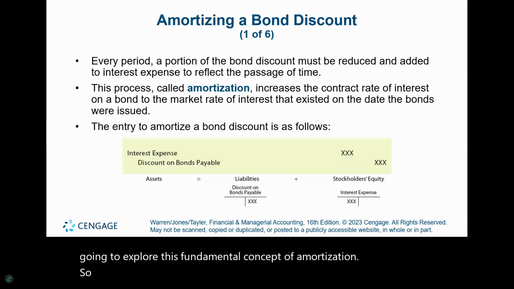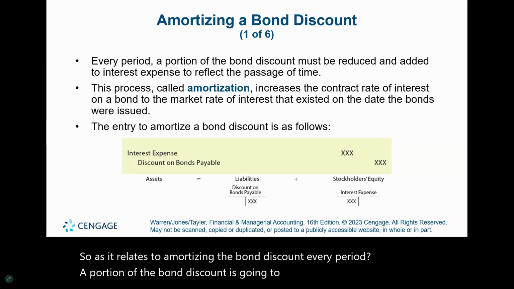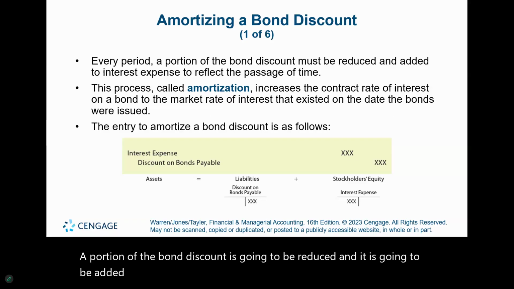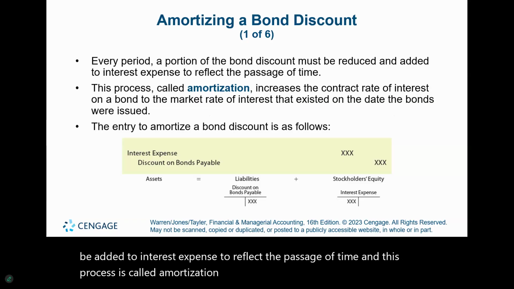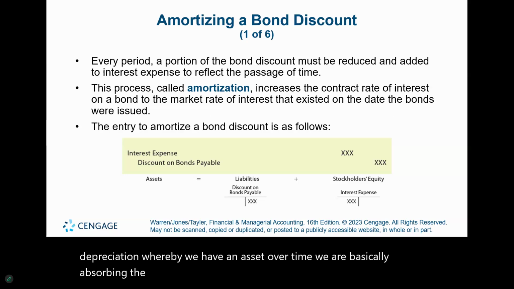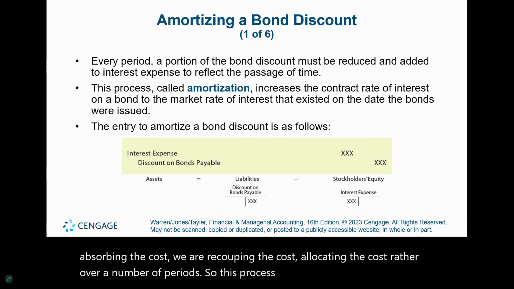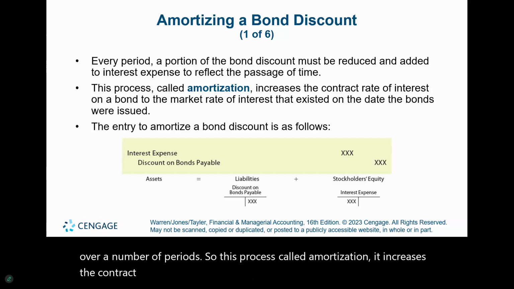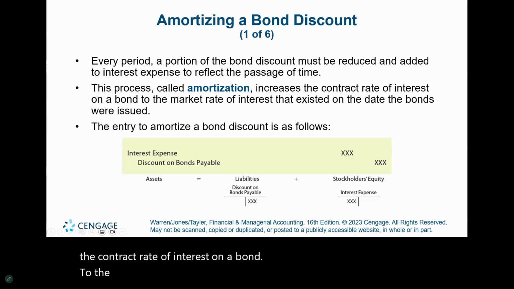As it relates to amortizing a bond discount, every period, a portion of the bond discount is going to be reduced, and it is going to be added to interest expense to reflect the passage of time. And this process is called amortization. Amortization is fairly similar to depreciation, whereby we have an asset. Over time, we are absorbing the cost, allocating the cost over a number of periods. So this process called amortization increases the contract rate of interest on a bond to the market rate of interest that existed on the date that the bonds were issued.